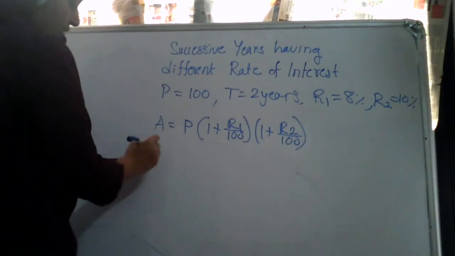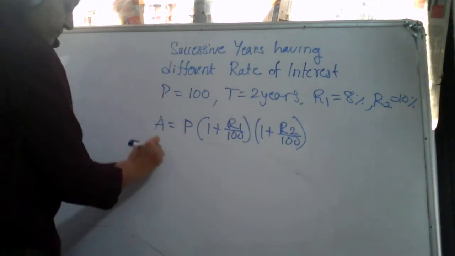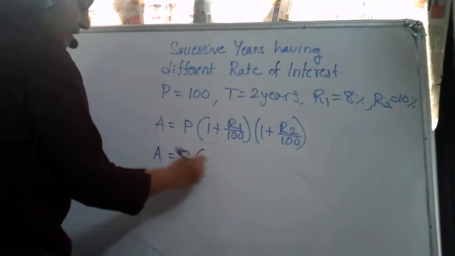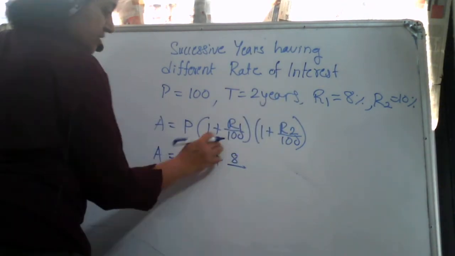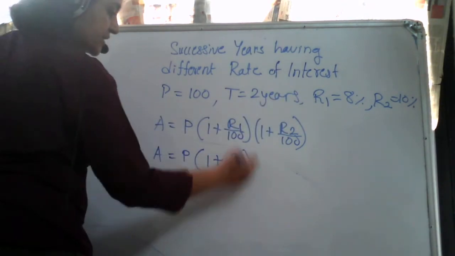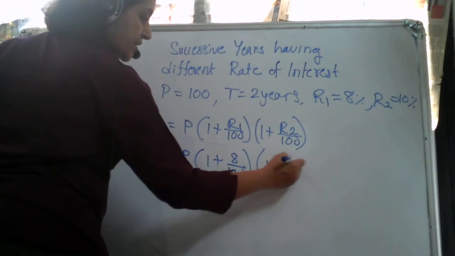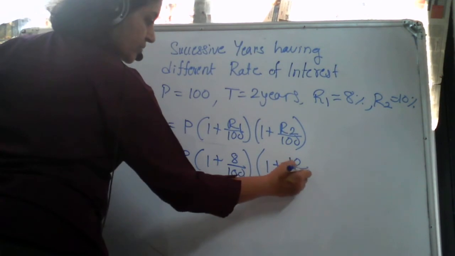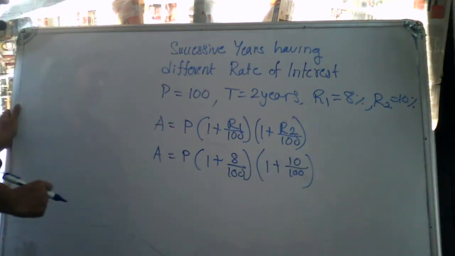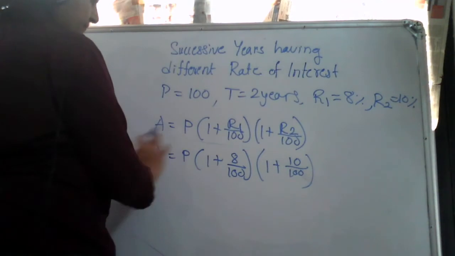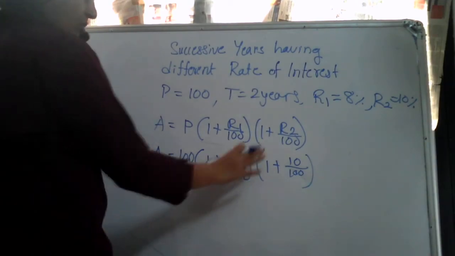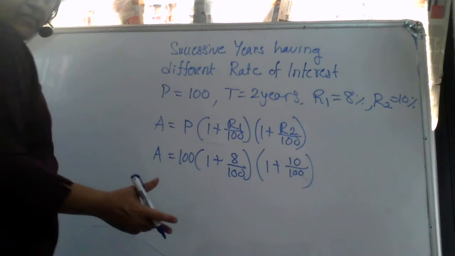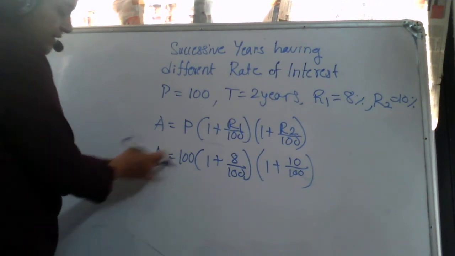Now here, how would I write this? A would be equal to P into bracket 1 plus R1, that is 8%, which was the interest rate for the first year. Now for the second year it is 10% per annum. So you will write this. When you calculate this, you will get the total amount after 2 years. So you can get the amount directly.